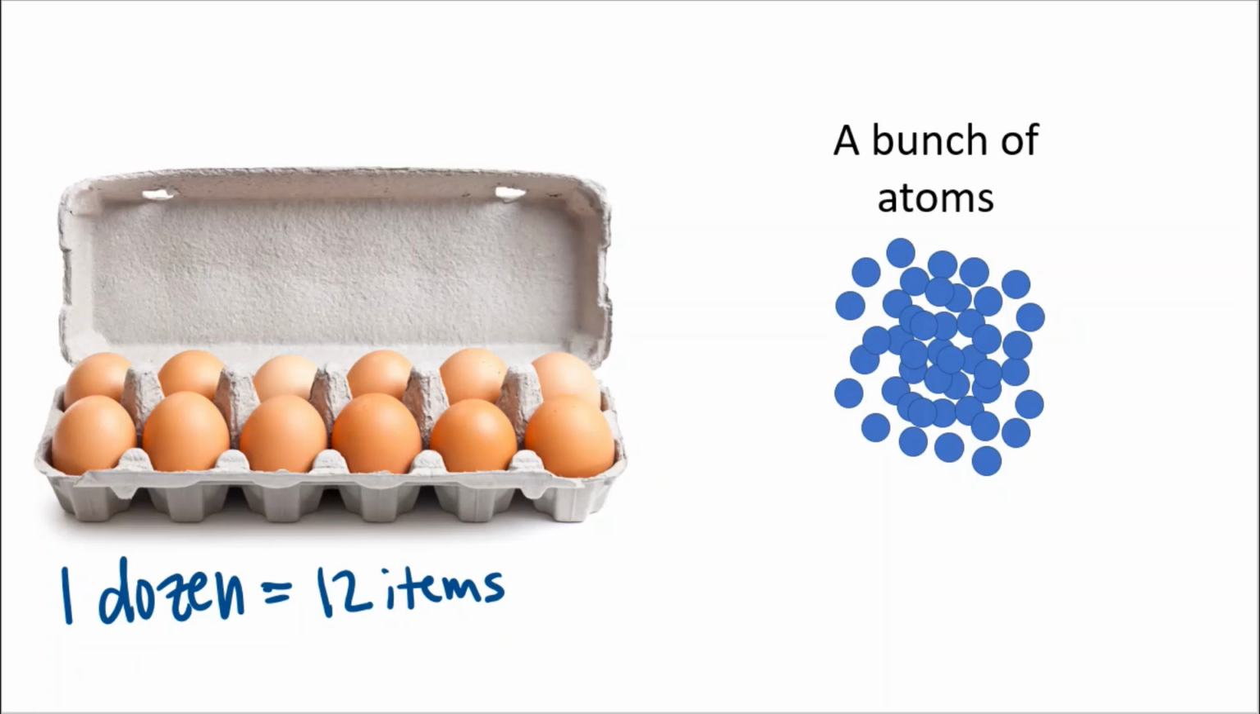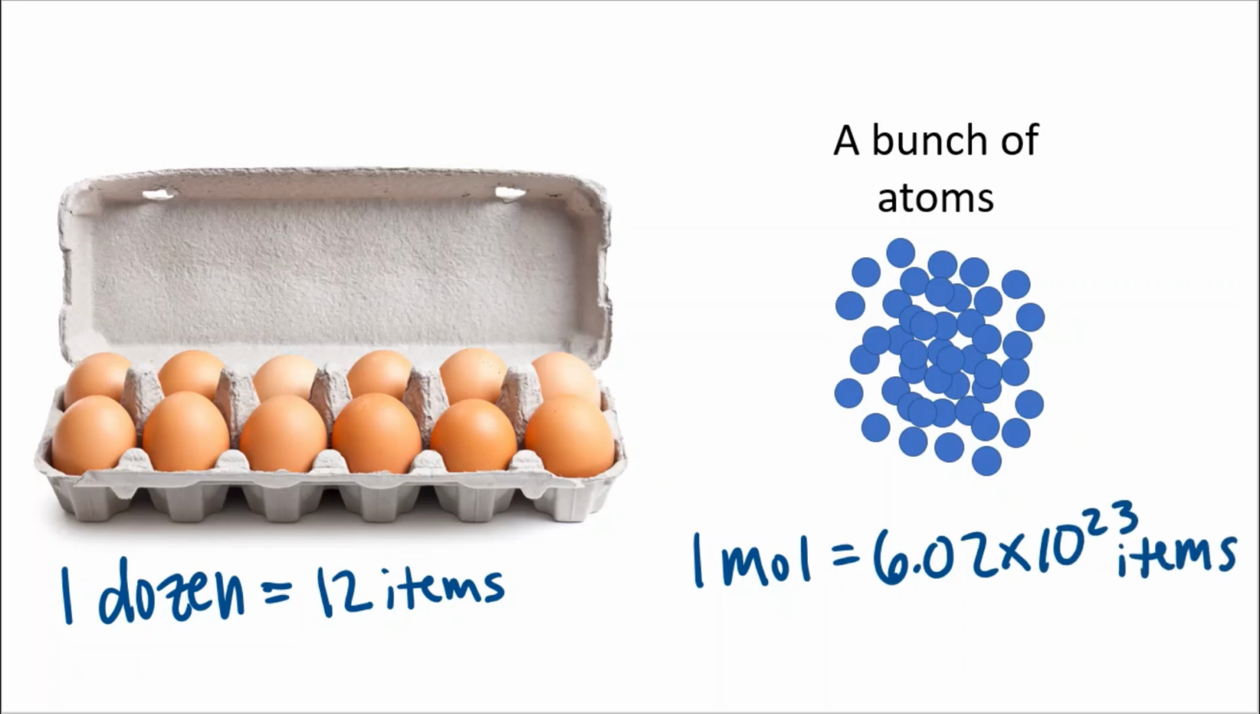So that's a convenient number to count eggs by because a dozen eggs is about what you might use in a couple of weeks, something like that. But how would we count atoms? So atoms are very, very small, but we also count them in groups. So rather than using a dozen to count atoms, we instead use a mole. So 1 mole is equal to 6.02 times 10 to the 23 items. And it could be atoms or molecules or eggs or cars or people or whatever, but a mole is always that many.